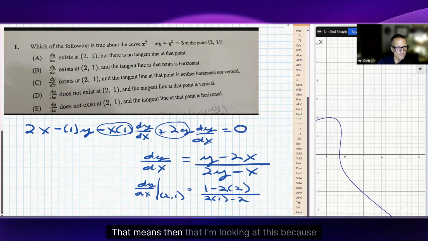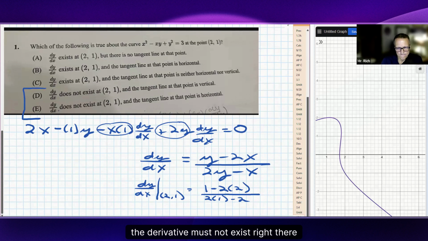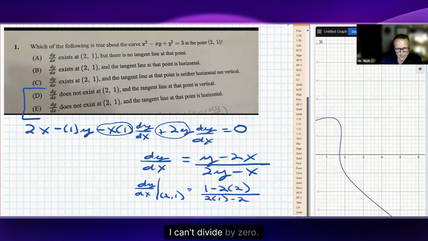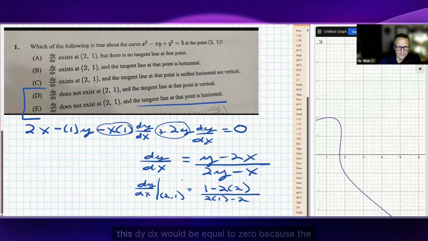That means the derivative must not exist right there, because I can't divide by 0. And then I have to choose between: is the tangent line horizontal or vertical? That's an easy choice, because if the tangent line were horizontal, I would not have gotten an undefined answer. I would have gotten 0 up in the numerator, because if the tangent line at that point is horizontal, dy/dx would be equal to 0, because the slope of a horizontal line is 0. So I am going with answer D.